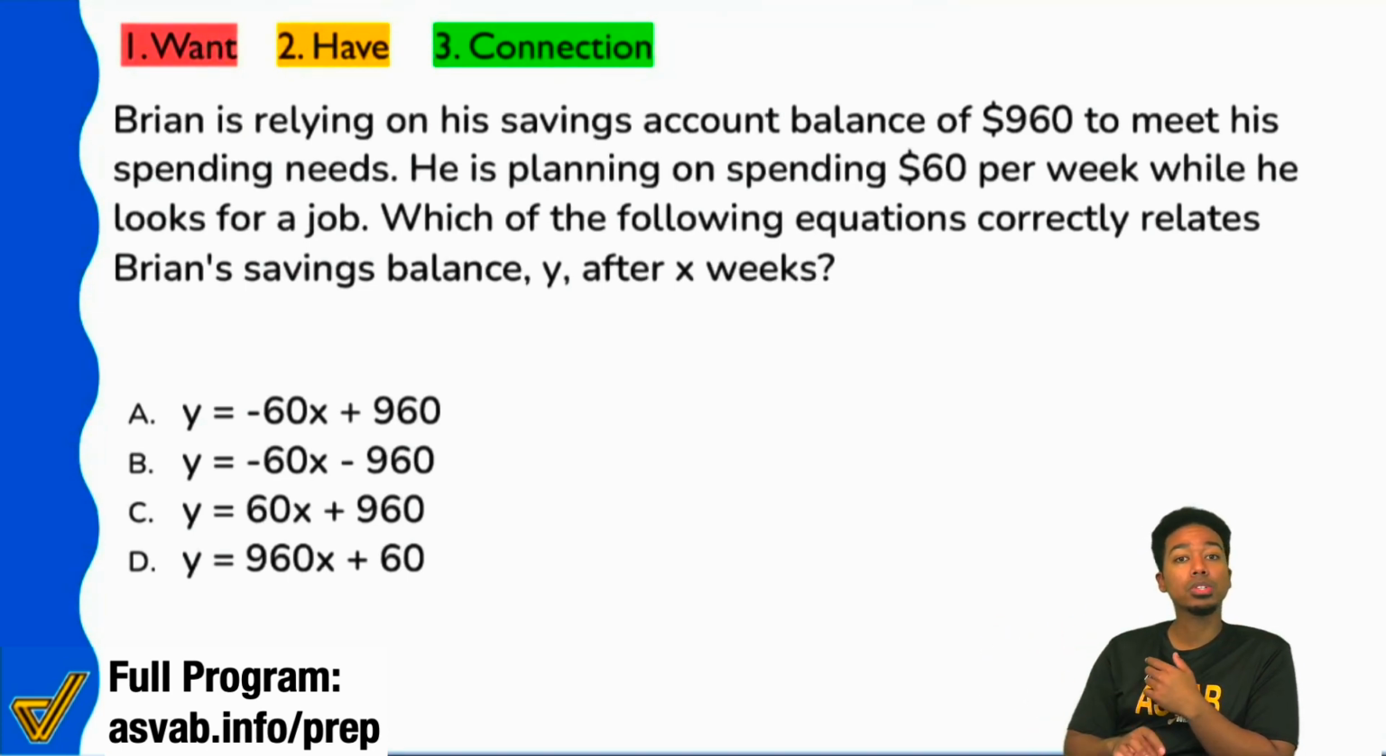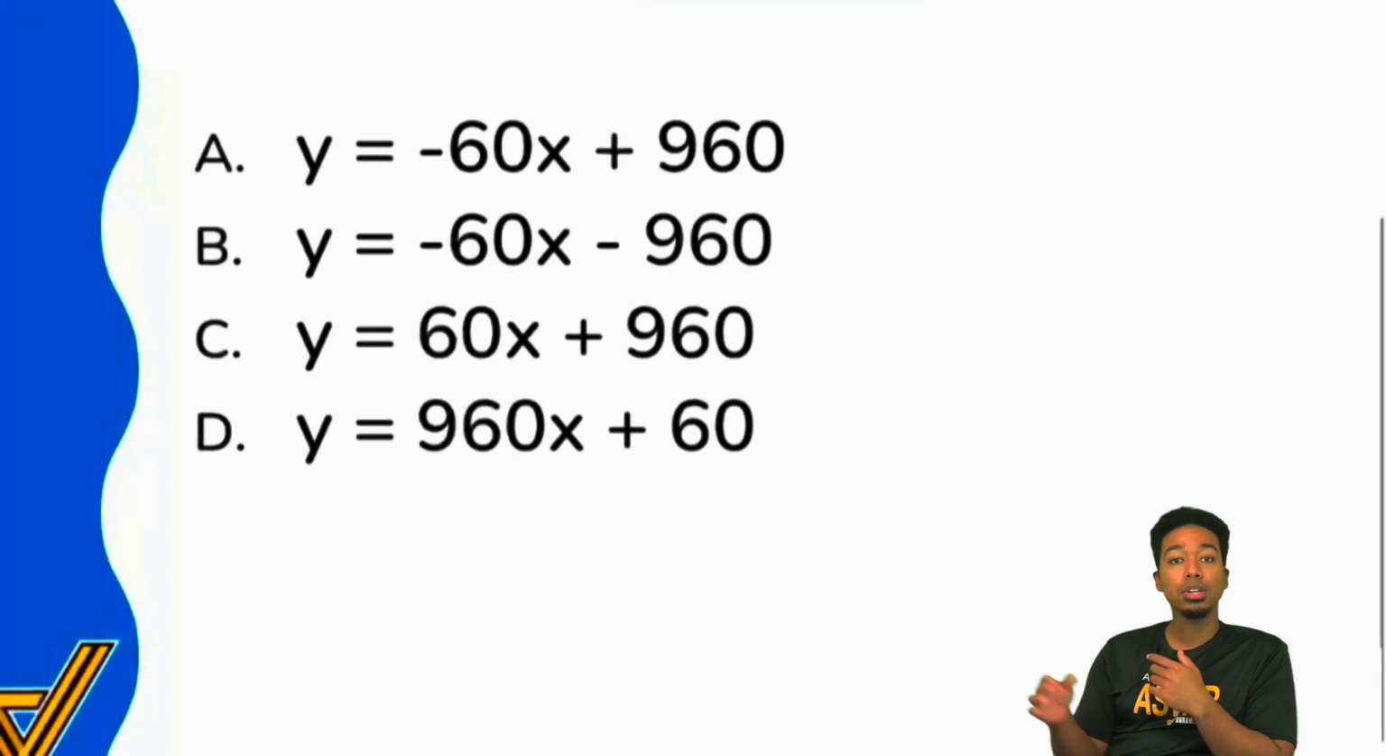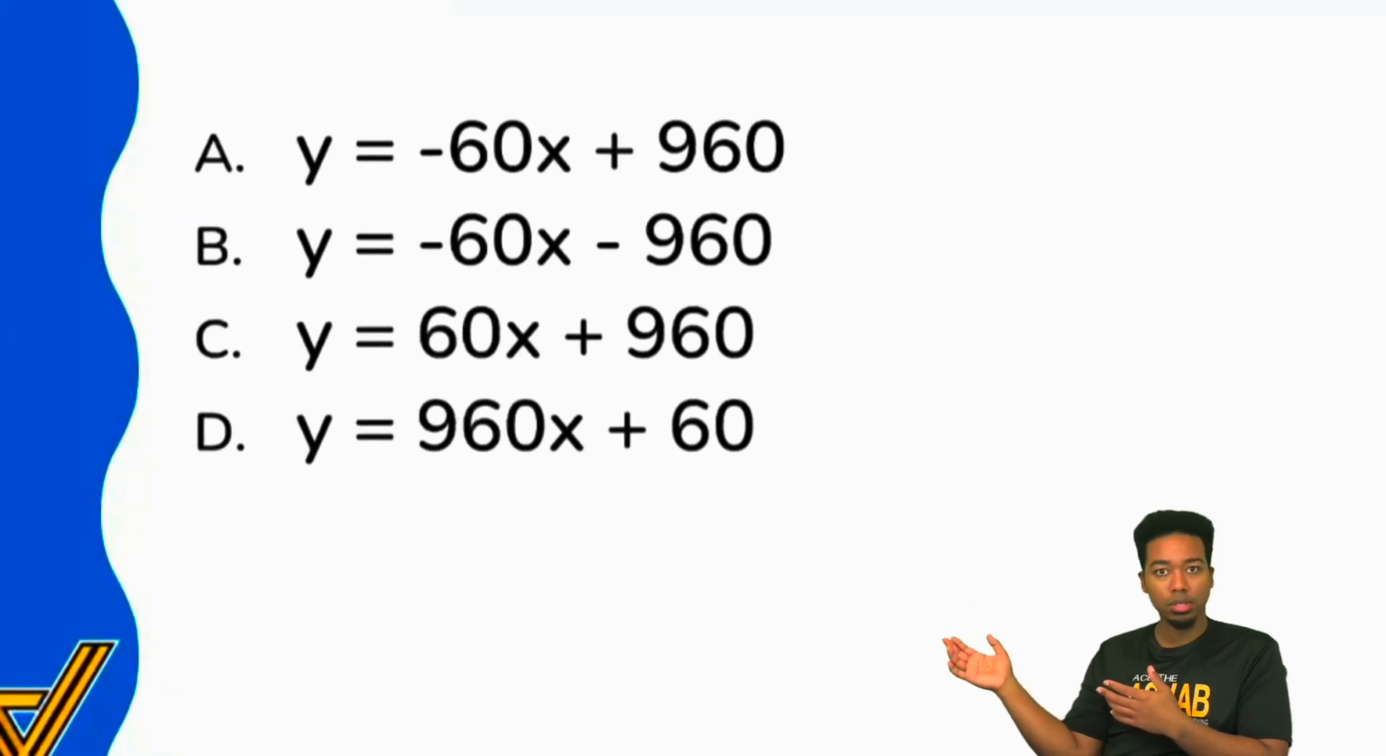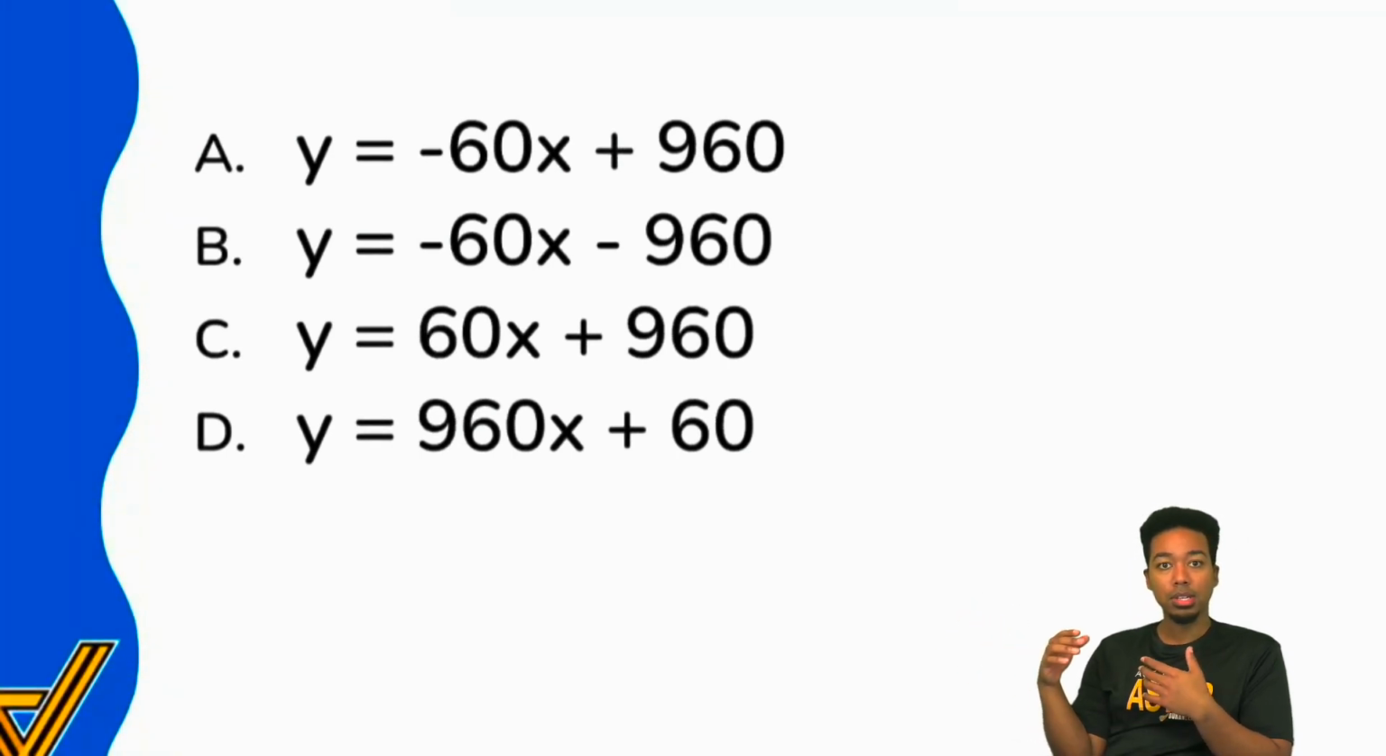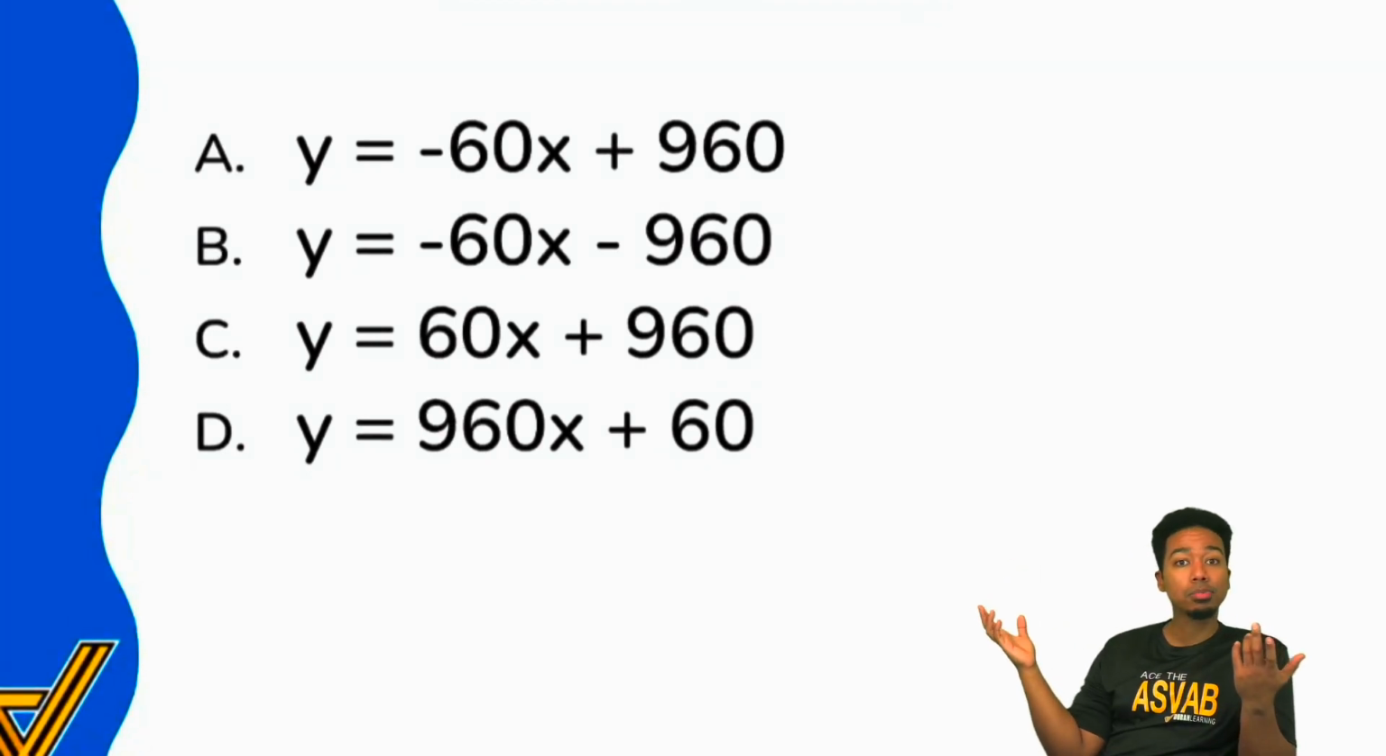What we're doing in this question here, if we take a look at these answers, this is not a number. These aren't numbers. This is not a 20 or a 40. It's, hey, y equals negative 60x plus 960.